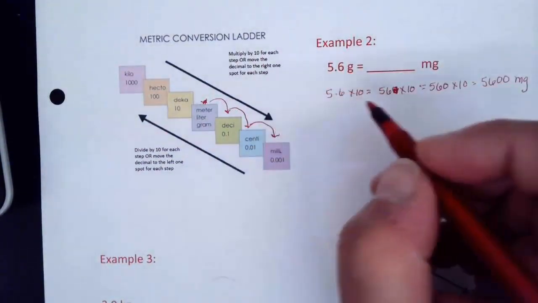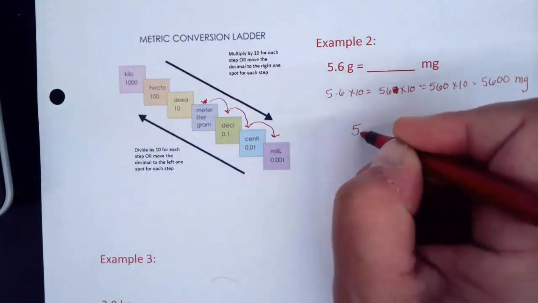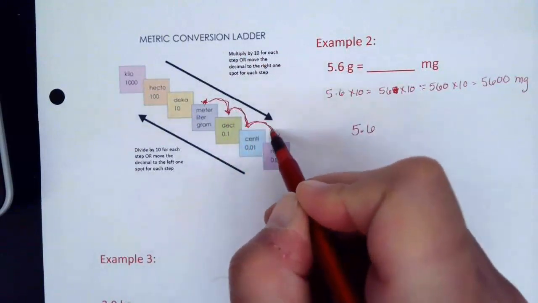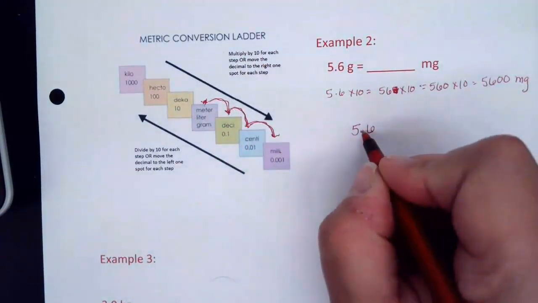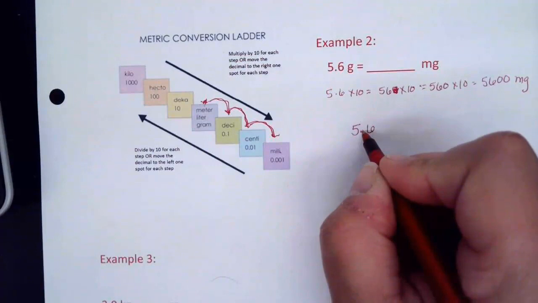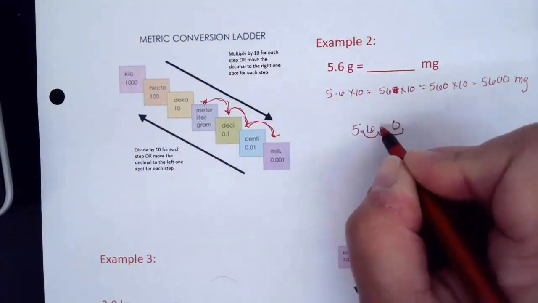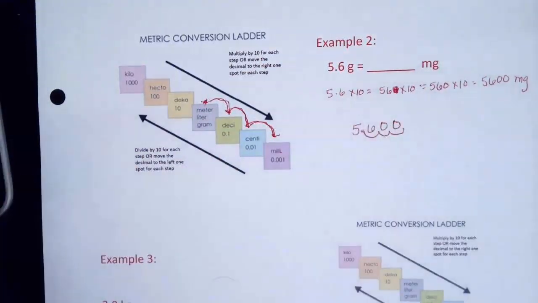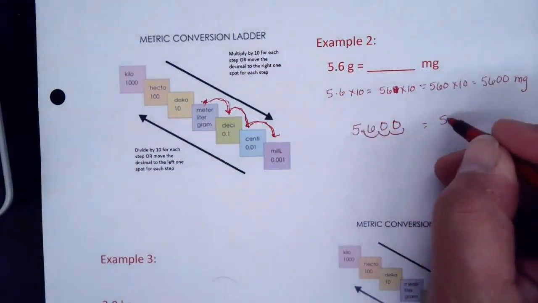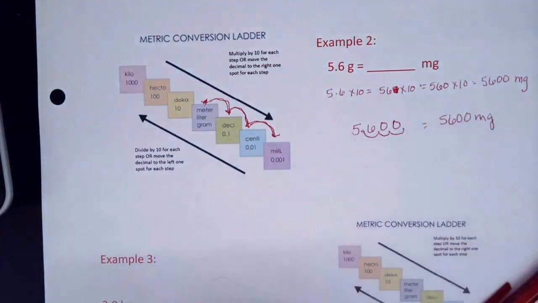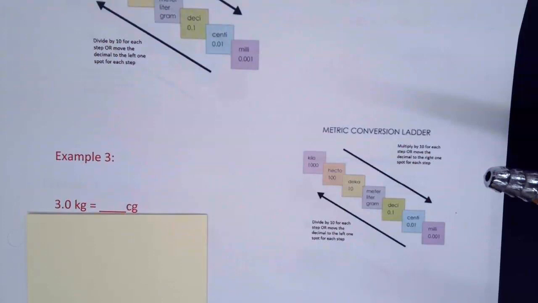The second way, remember, is you would take our number here, 5.6, count your steps, 1, 2, 3. Move your decimal places over to the right, 1, 2, 3, and that's 3 zeros that you would add in there, giving you the same number, 5,600 milligrams. All right, take a second to complete example number 3 on your own. Pause this video, work through it.